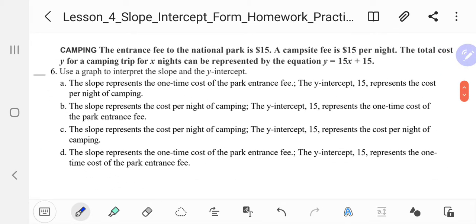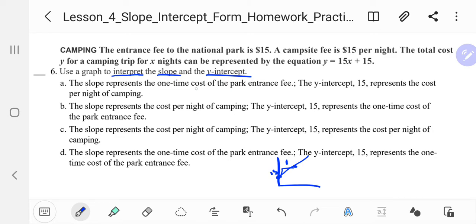All right, so we're back to this same situation again, and we use the graph to interpret the slope and the y-intercept. All right, so if we look back at that graph, we know that it crosses the y-axis at 15, and that it increases by $15 every one day. Okay, what does that mean? All right, well, let's see.